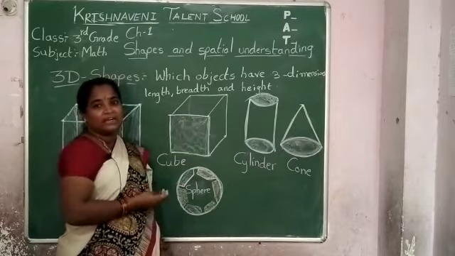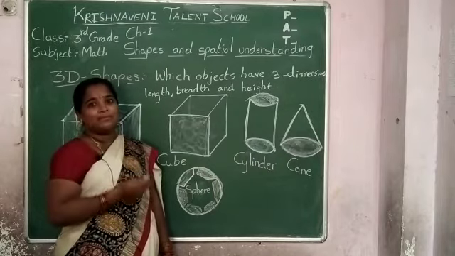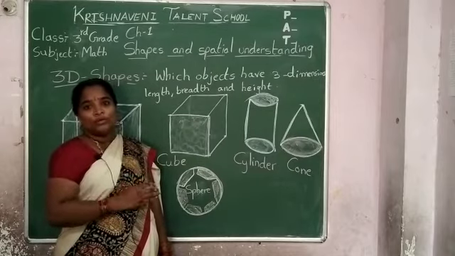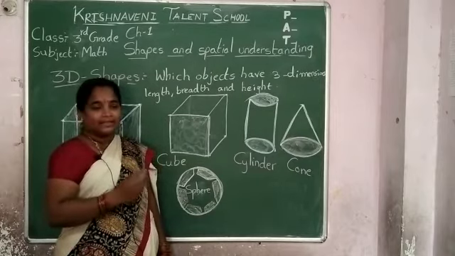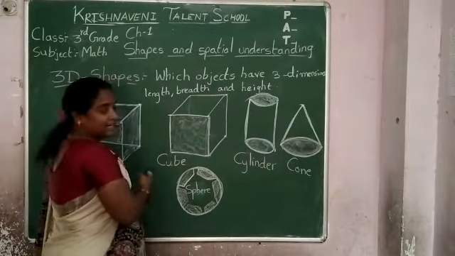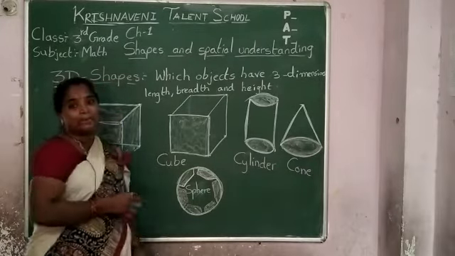Regularly we see many objects: balls, different types of balls. Cricket ball, football, volleyball. These are all examples of a sphere. So, do you understand 3D shapes? Everyone learn perfectly and complete your class work.